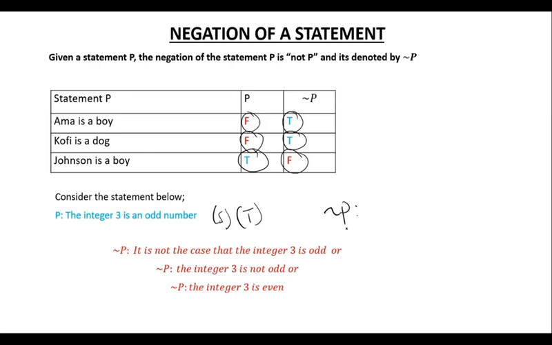Now, there are several ways of writing the negation of a statement. I have listed here a few examples. So the first way you can say the negation of the statement P is, it is not the case that the integer 3 is odd. Or you can say the integer 3 is not odd. Or you can say the integer 3 is even. All these statements mean the same thing, and they all contradict what the original statement P is saying. And because they do, we say they are the negation of the original statement P.